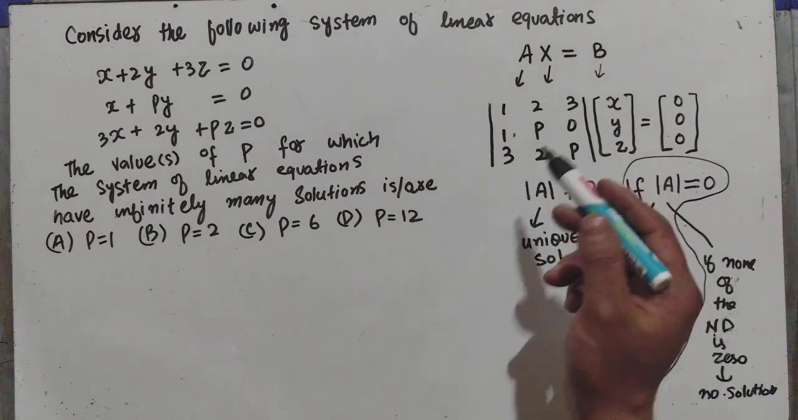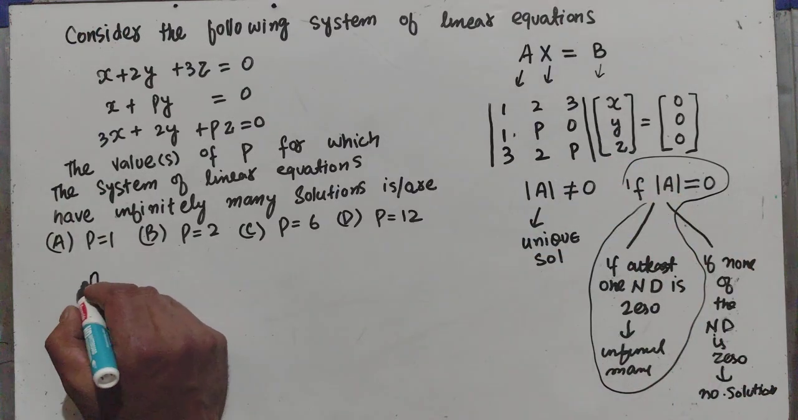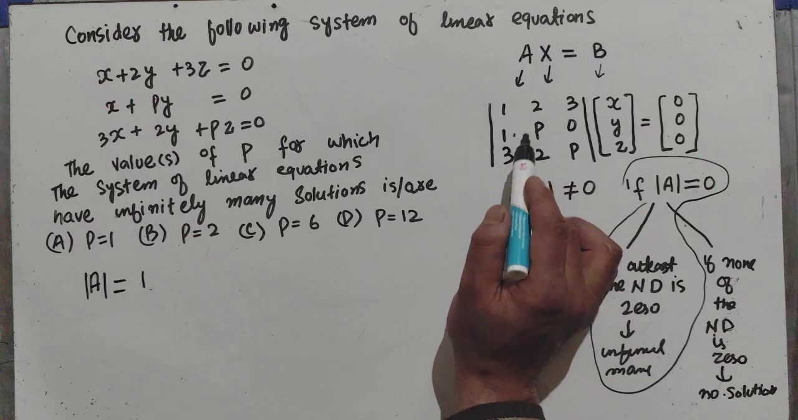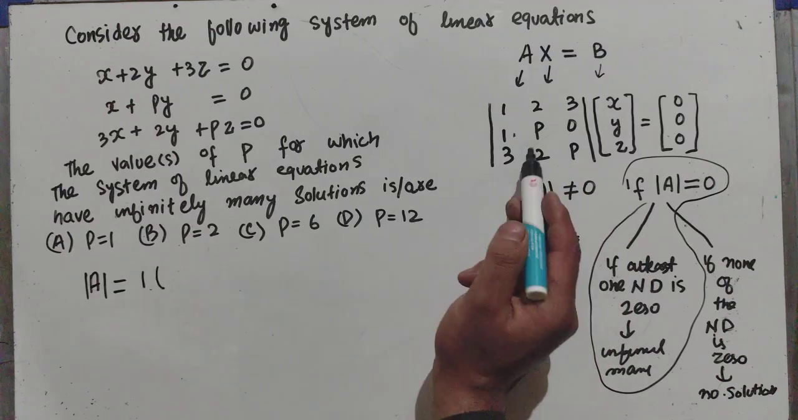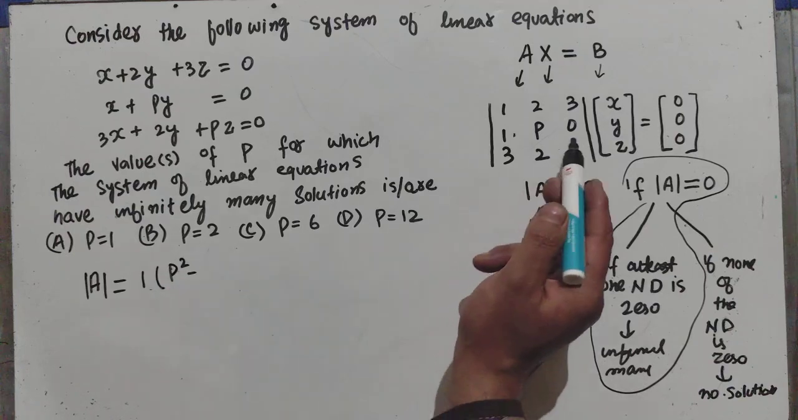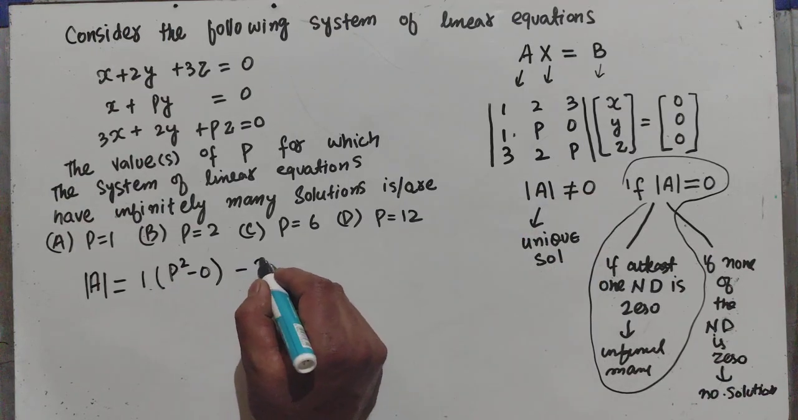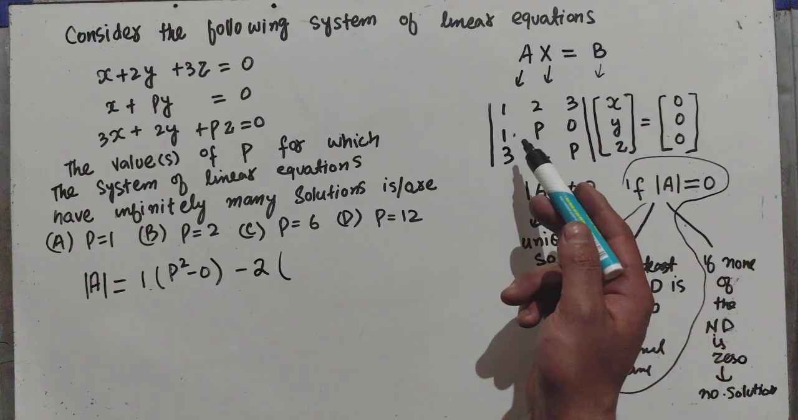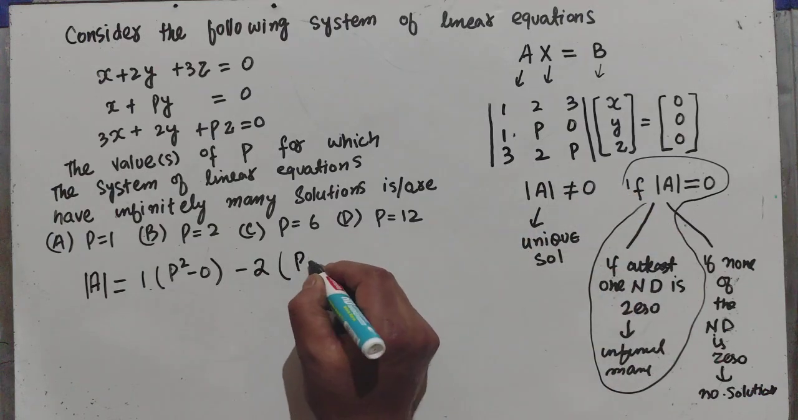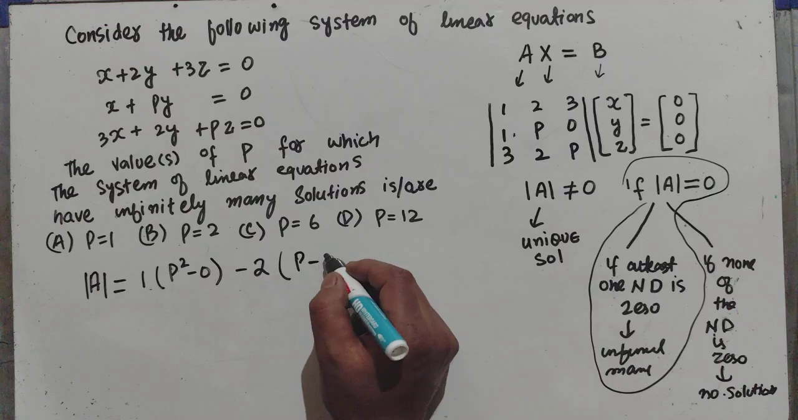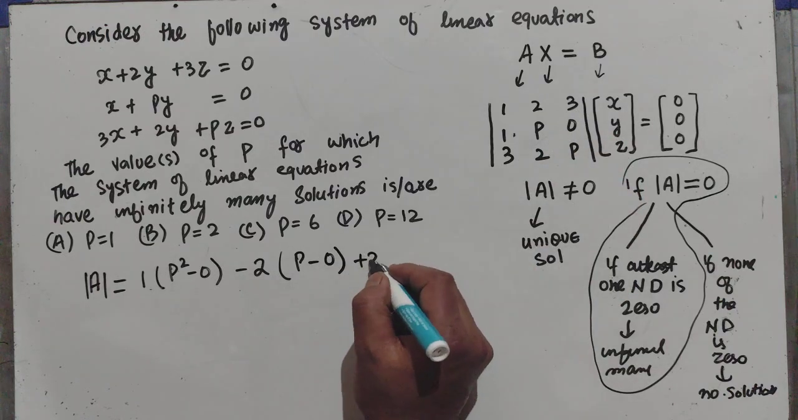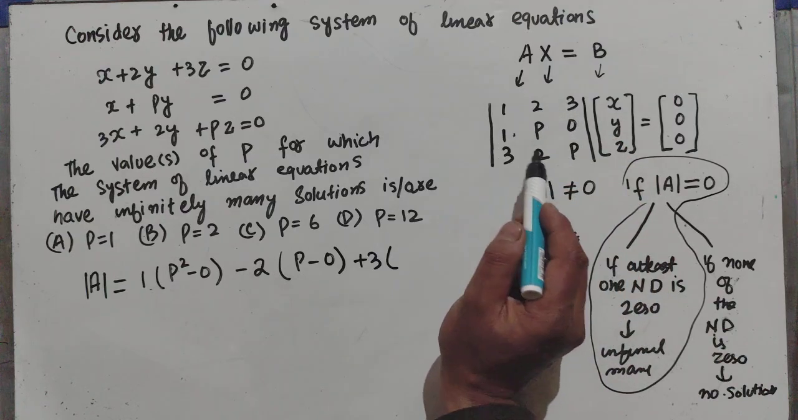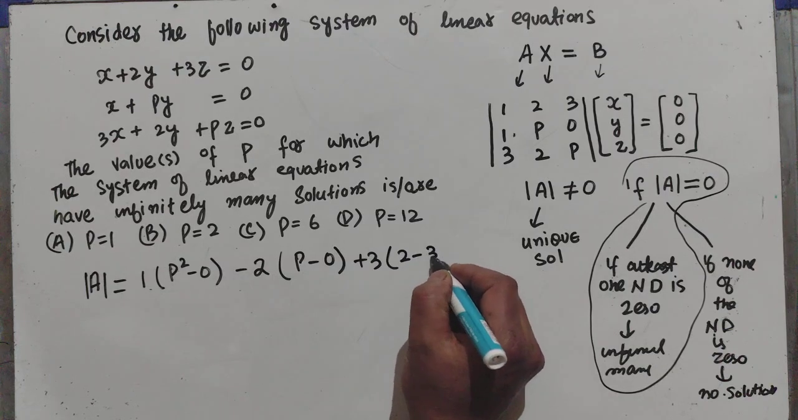First we need to find the determinant of the coefficient matrix. We write 1, then delete the row and column in which it appears and take the determinant of the remaining elements. So we have 1 times p square minus 2 into 0, which is 0. Then minus, from the formula, we write 2, delete its row and column and take the determinant of the remaining elements: 1 into p, which is p, minus 3 into 0, which is 0. Then plus 3, and we take the determinant of the remaining elements: 2 into 1 is 2 minus 3p.